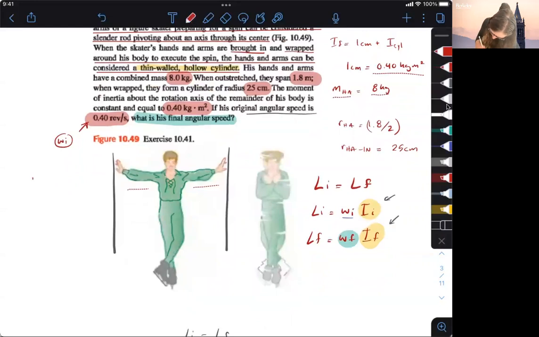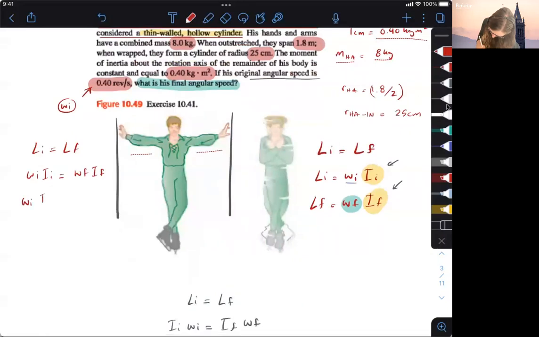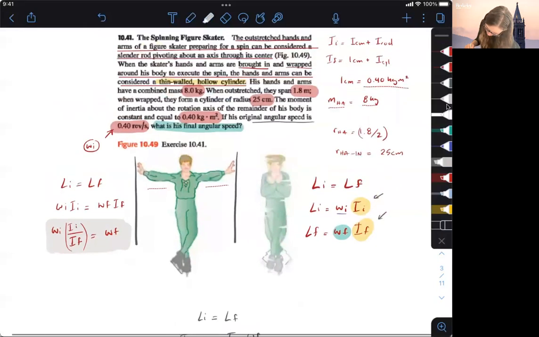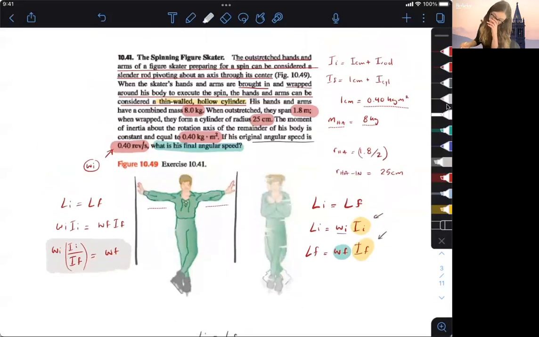So if we know that the initial angular momentum is equal to the final angular momentum, we know that ω_i times the initial mass moment of inertia I_i is equal to ω_f times the final mass moment of inertia I_f. So ω_i times the initial divided by final is just going to give us our ω_f value. So all we need to do is solve for our pieces, and then this is how we're going to get our final results, okay? So let's go ahead and take what we have, and solve for our pieces.